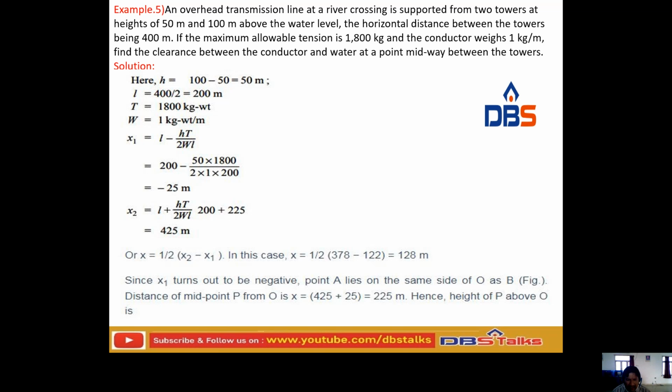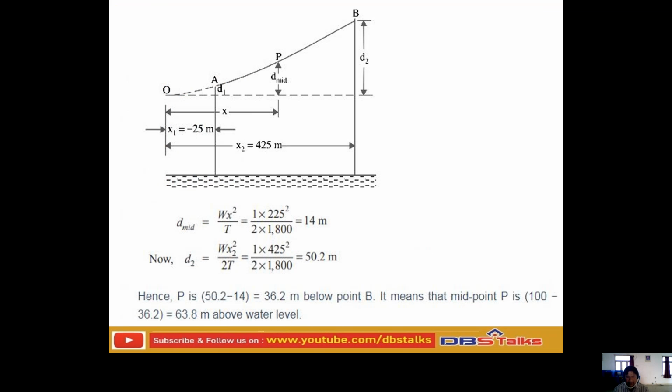By calculating x1 and x2, we are getting minus 25 meters and 425 meters. So by substituting these x1 and x2 values, we are getting the exact clearance between the ground and conductor, that is, the clearance distance between the conductor and ground.